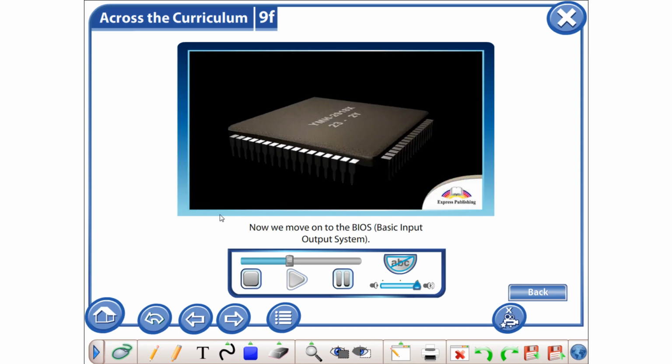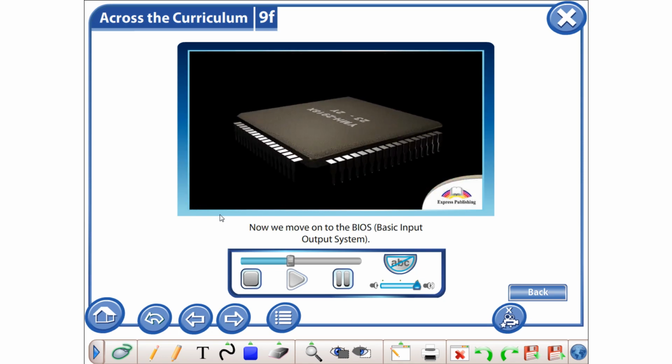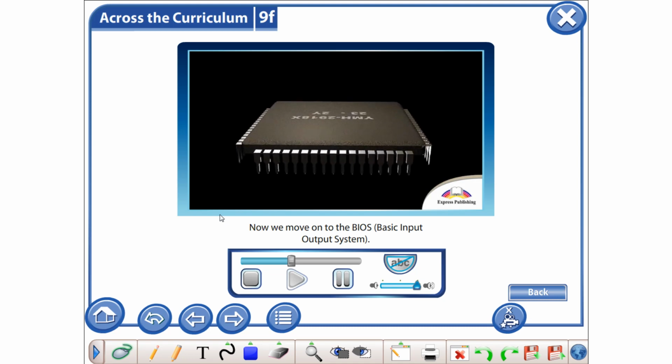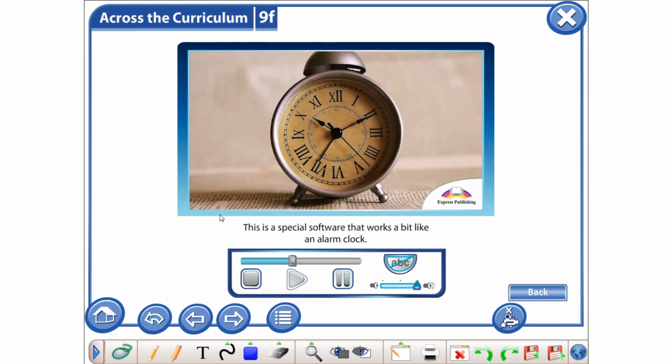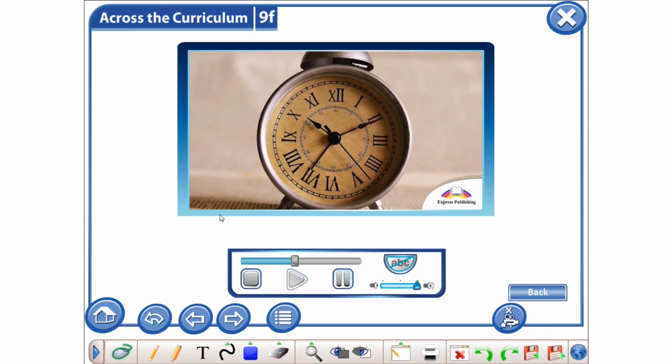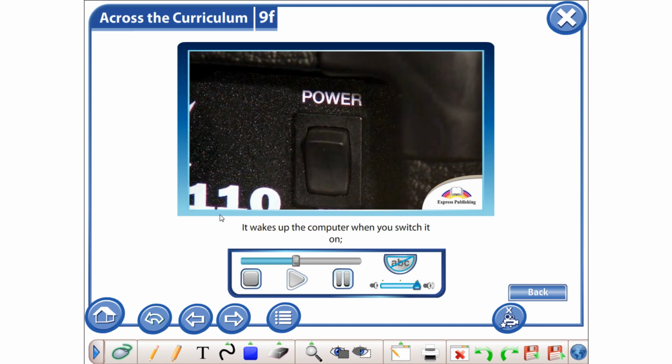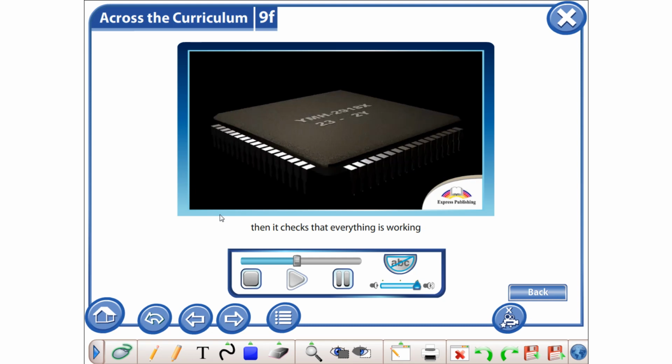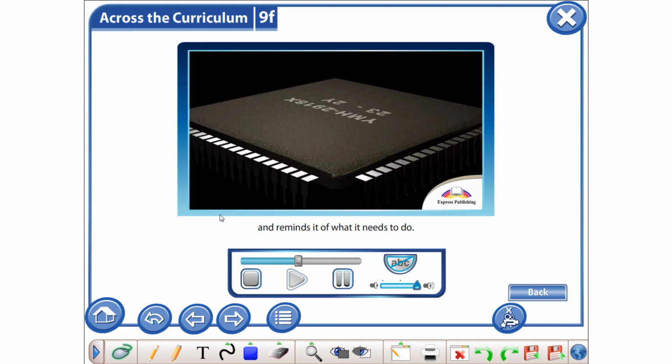Now we move on to the BIOS, Basic Input-Output System. This is a special software that works a bit like an alarm clock. It wakes up the computer when you switch it on. Then it checks that everything is working and reminds it of what it needs to do.